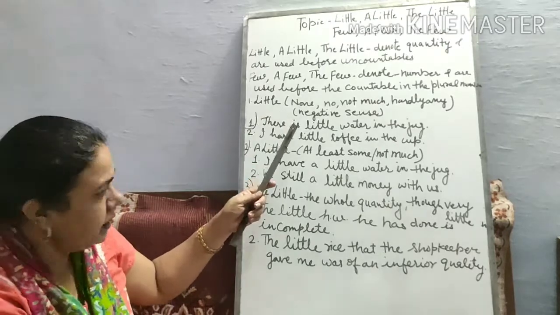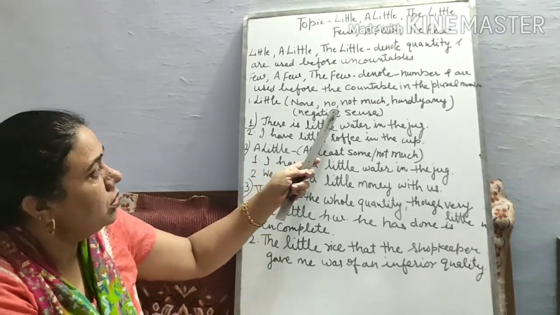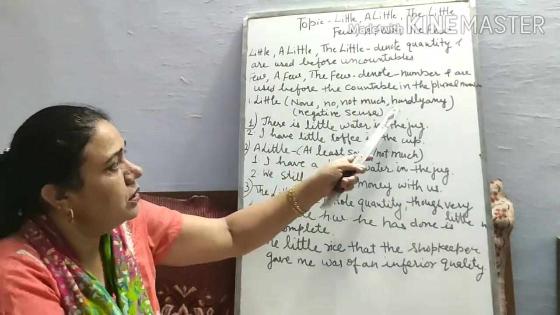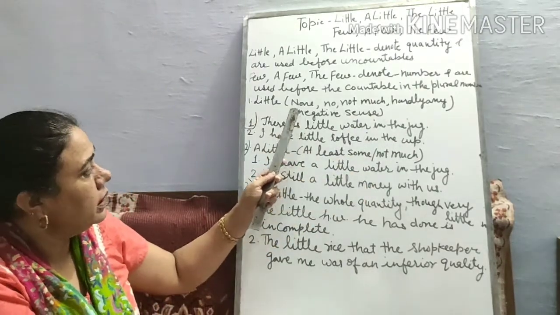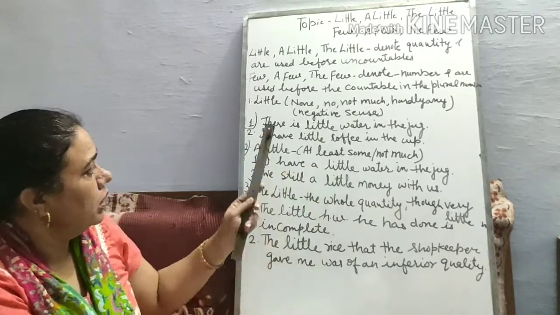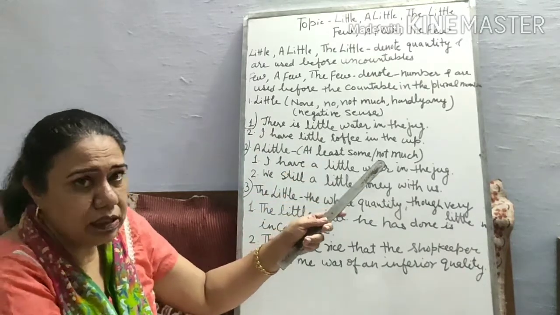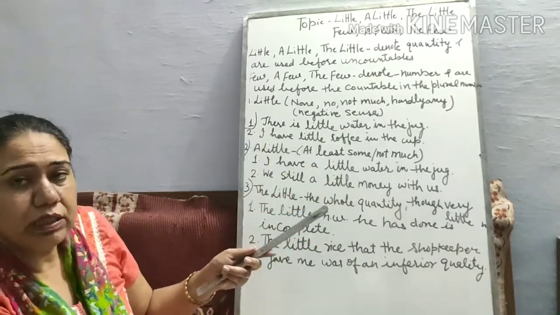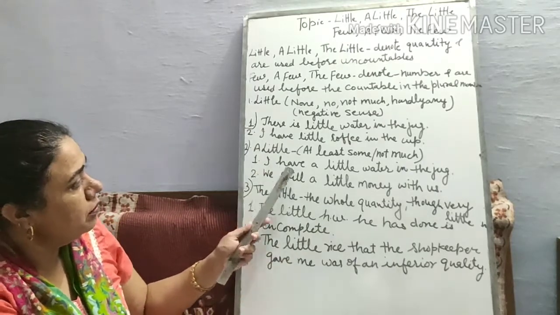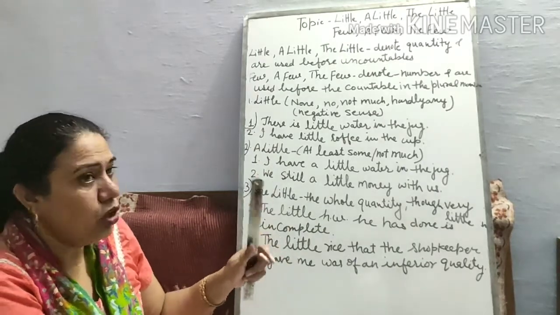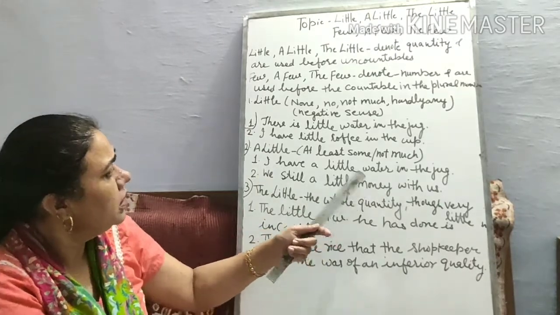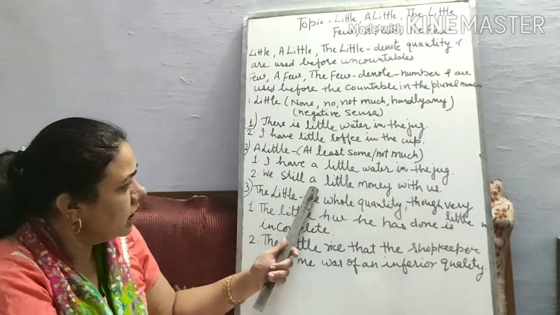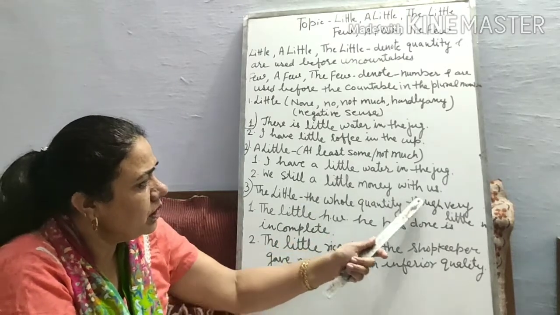I am again repeating. Little means none, not much, hardly any. So these meanings we take for little. It comes for negative sense also. There is little water in the jug. I have little coffee in the cup. Next, a little means at least some, or not much, but some. I have a little water in the jug. We still have a little money with us.